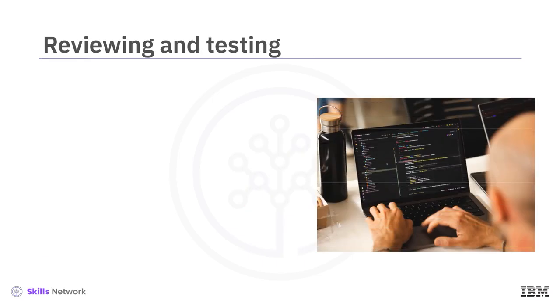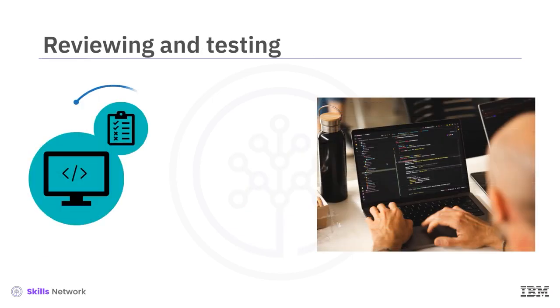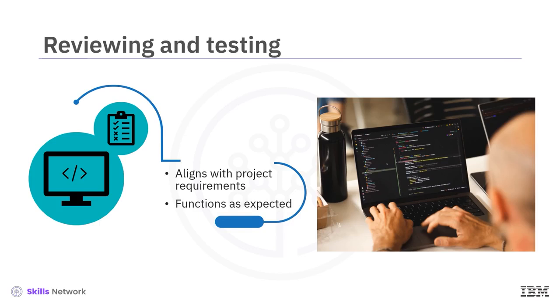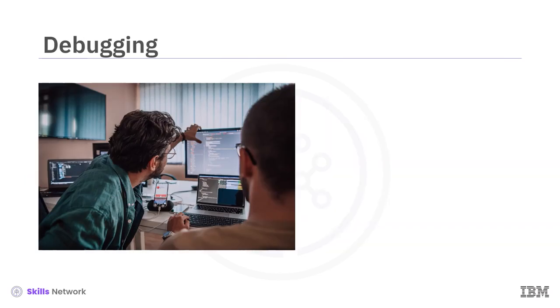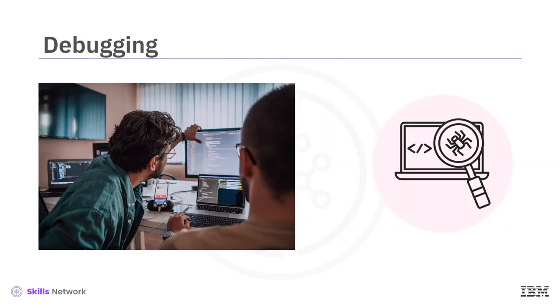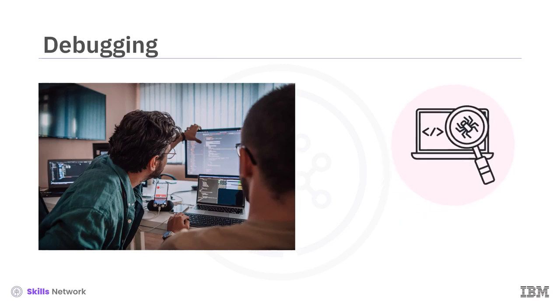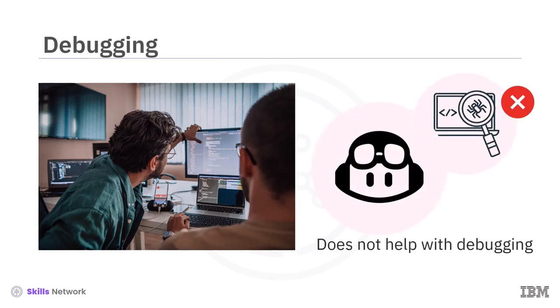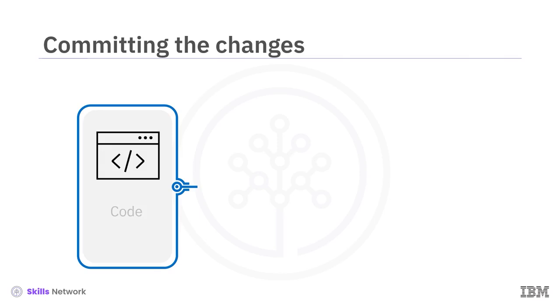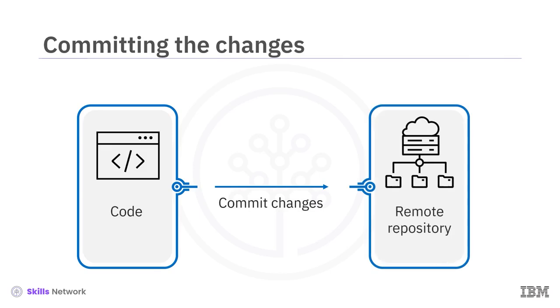After generating or editing the code, you will review it to ensure it aligns with your project's requirements and best coding practices. You will test the code to verify that it functions as expected. If any problems come up, you will need to debug the code in the same way you would with any other code. GitHub Copilot does not help you with debugging, so it's important to perform this step to make sure the code works properly. After you are satisfied with the code, you can commit the changes to your version control system, such as Git, and push the changes to the remote repository.